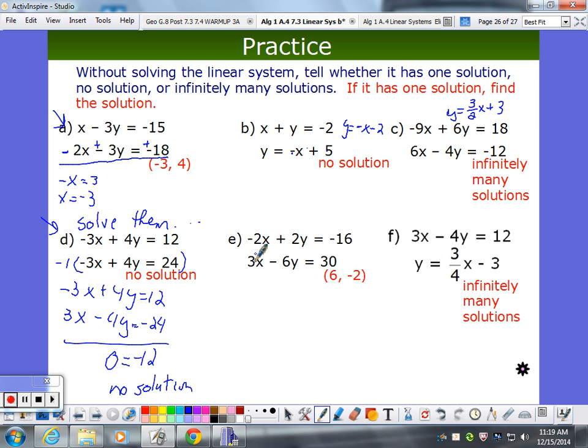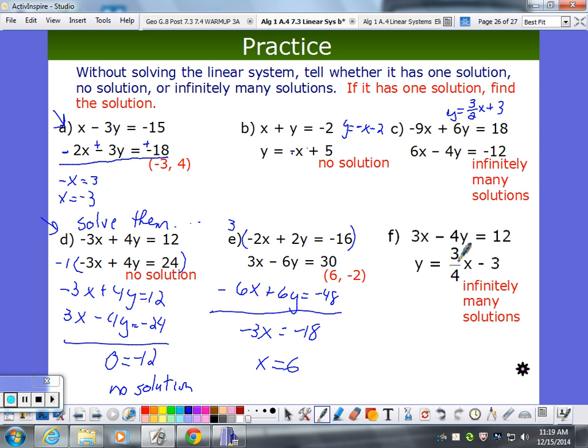This one, I think we were just able to multiply the top by 3, right? -6x plus 6y equals -48. That becomes -3x, that goes away. -18x equals 6, plug it in, y equals -2, check them out. So this one has one solution. This one, like, uh-oh, right?